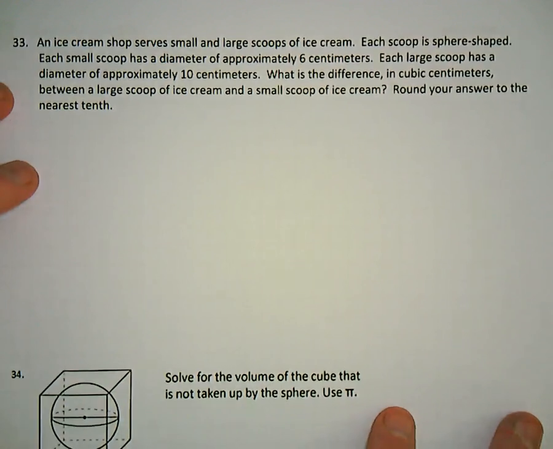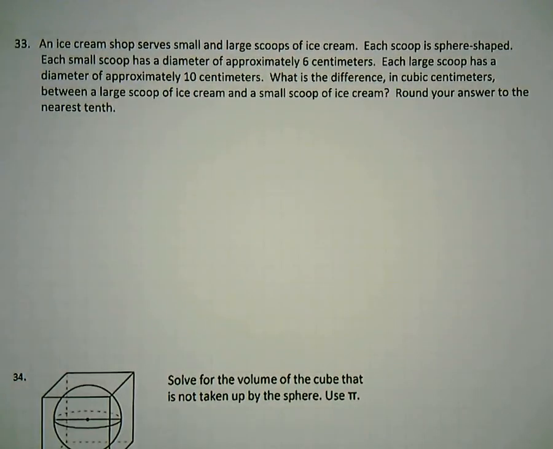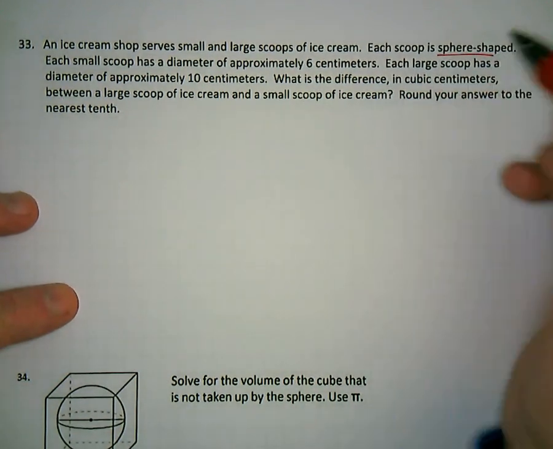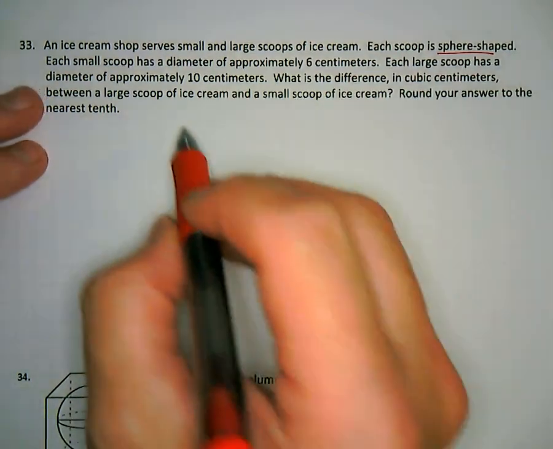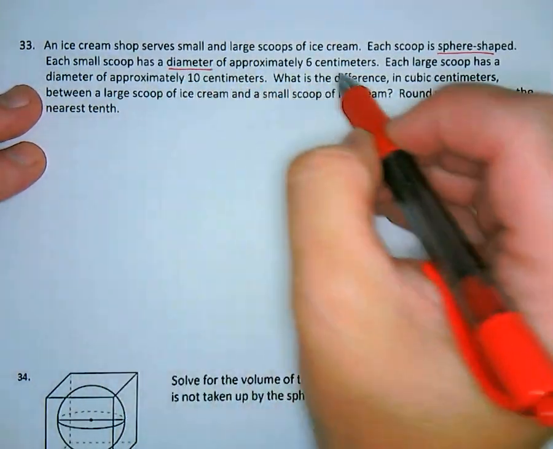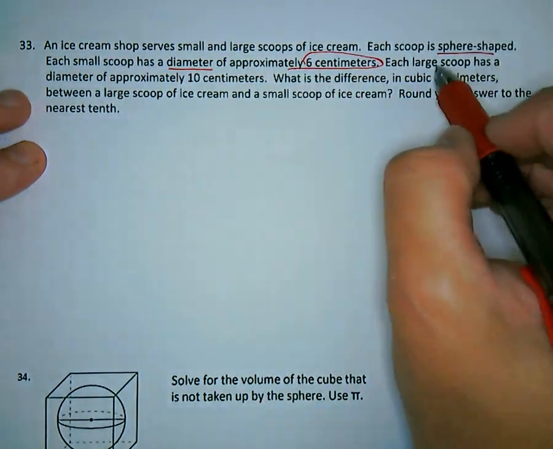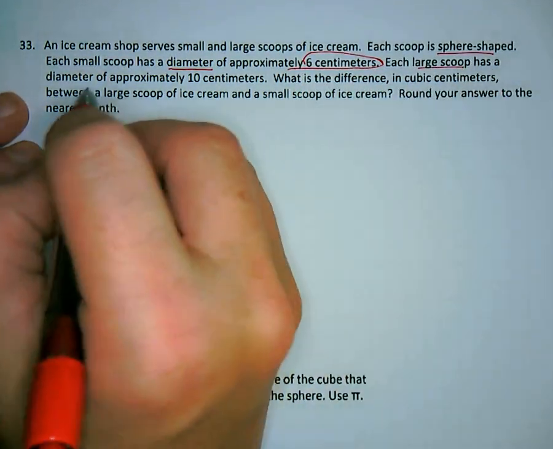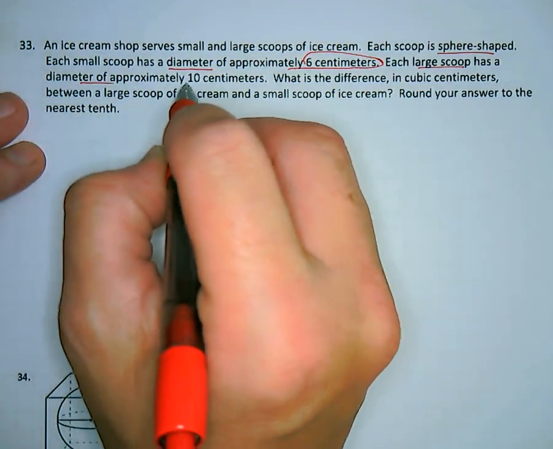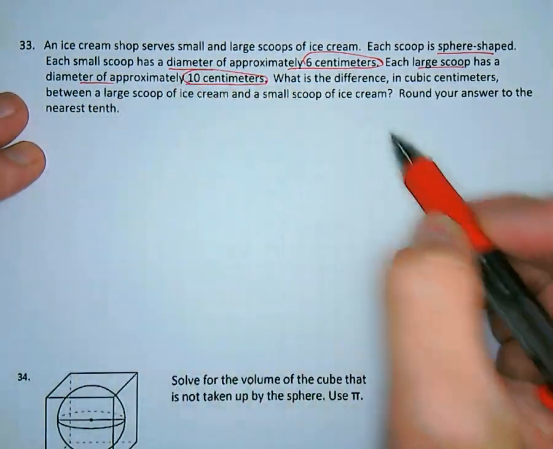All right, so we got some more volume stuff here. An ice cream shop serves small and large scoops of ice cream. Each scoop is sphere-shaped. Well, that's important. Each small scoop has a diameter of approximately 6 centimeters. Each large scoop has a diameter of approximately 10 centimeters.